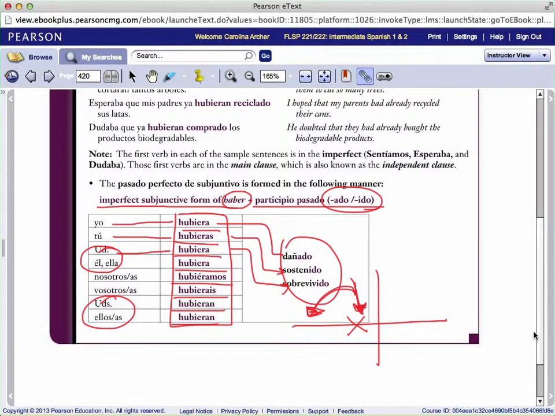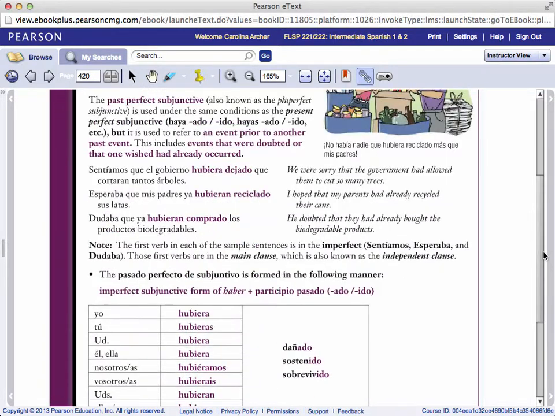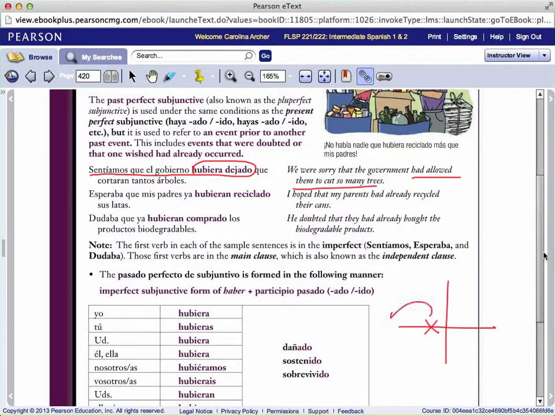Okay, okay, so let's go look at other examples up here. A ver. Por ejemplo, sentíamos, we regretted, or we were sorry, actually we were sorry that el gobierno hubiera dejado que cortaran tantos árboles. We were sorry that the government had allowed them to cut so many trees. So you were sorry in the past that something had already happened before that.